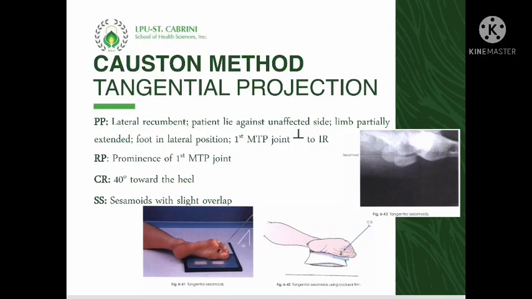Last for the sesamoid bone is the Causton method in tangential projection. The patient is in lateral recumbent on the unaffected side and knees flexed. Partially extend the limb being examined and put sandbags under the knees and foot to place it in lateral position, with the first metatarsophalangeal joint perpendicular to the horizontal plane of the IR. The central ray is directed to the prominence of the first metatarsophalangeal joint at an angle of 40 degrees towards the heel. This tangential image shows the sesamoid bones projected axial laterally with a slight overlap.